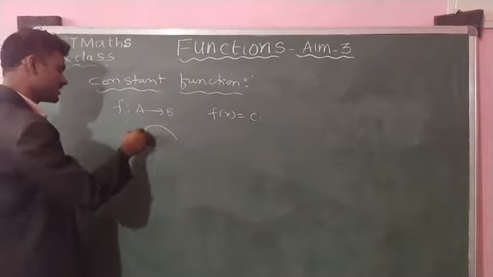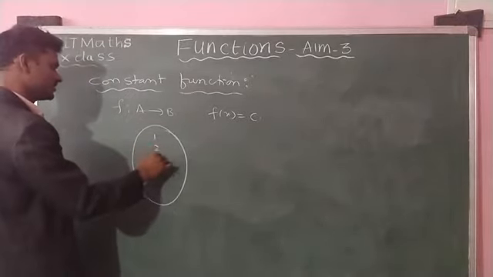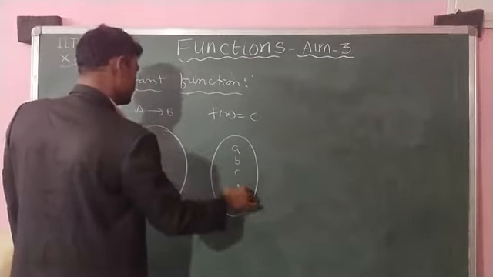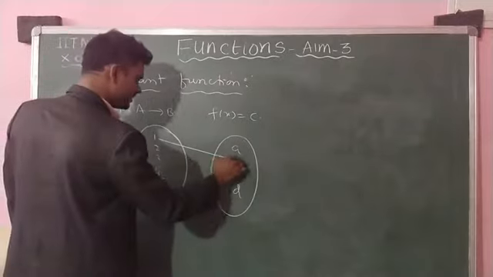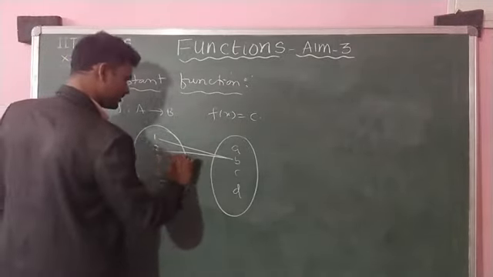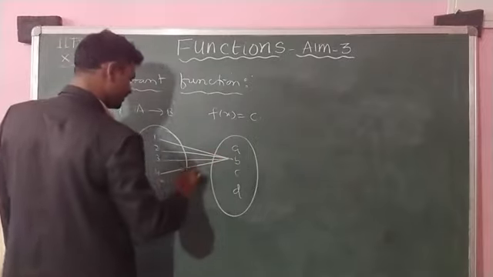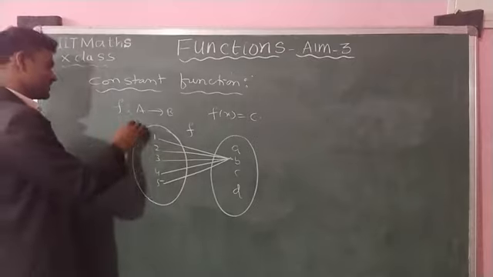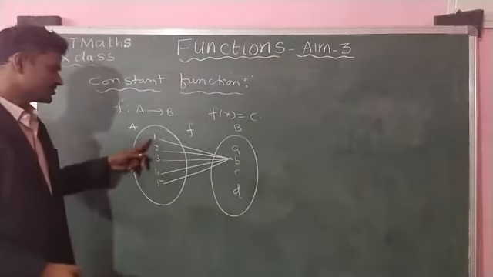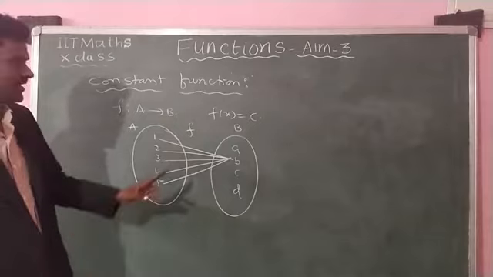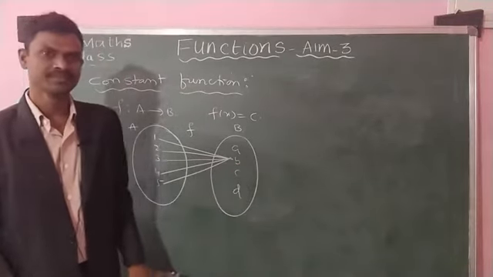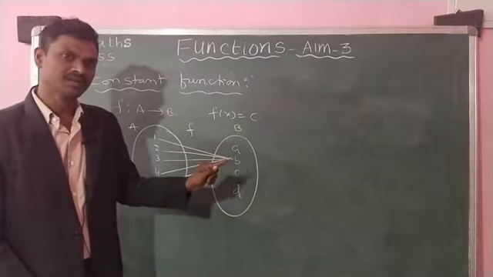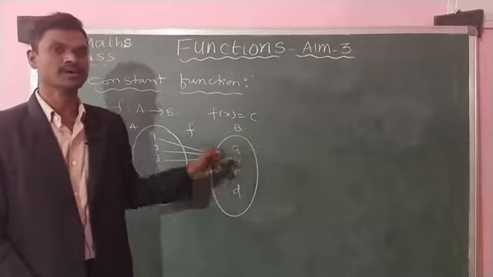How is it? You can take a Venn diagram. This is 1, 2, 3, 4, 5, and here a, b, c, d. Now 1 is mapping to b, and 2 also maps to b, and 3 also, and 4 also, 5 also. Now this is f. This is A, this is B. Here the domain is 1, 2, 3, 4, 5 and the codomain is a, b, c, d. All the elements of the domain map to a single, unique element in the codomain.